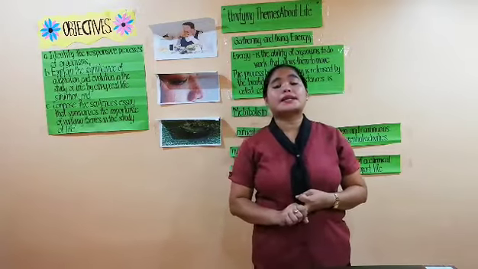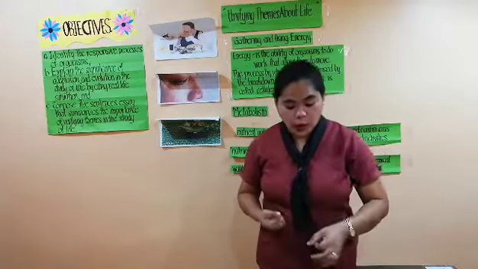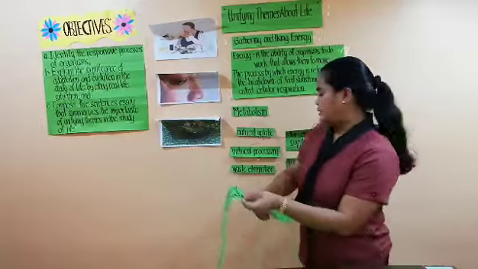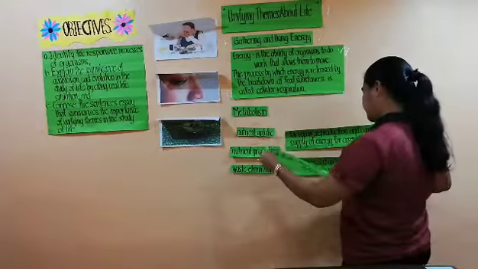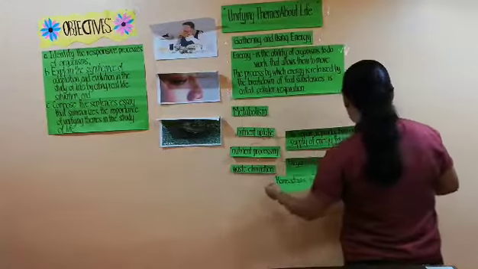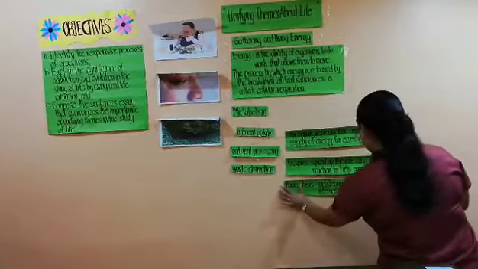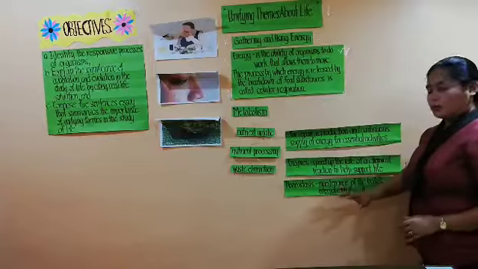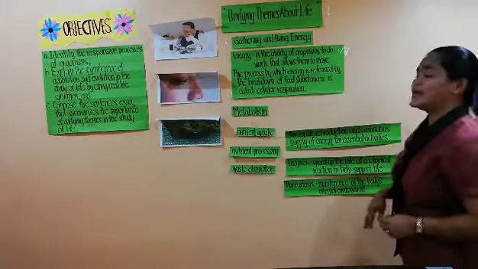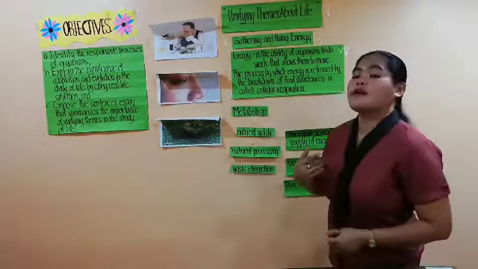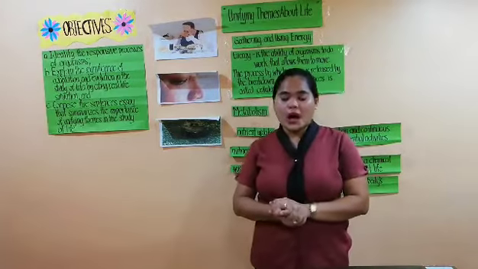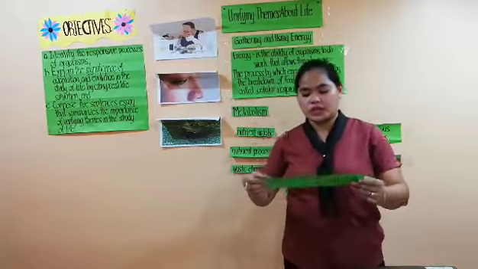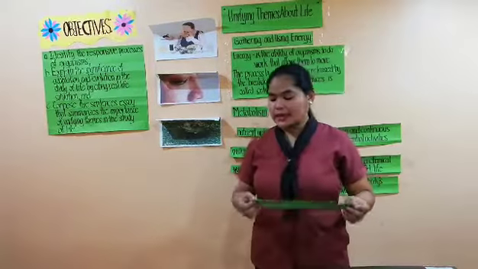The maintenance of the body's internal environment is called homeostasis. Okay. Again, class, what is homeostasis? Okay. Homeostasis maintains the body's internal environment. Okay, now let's move on to the next property of life, which is adapting and evolving.